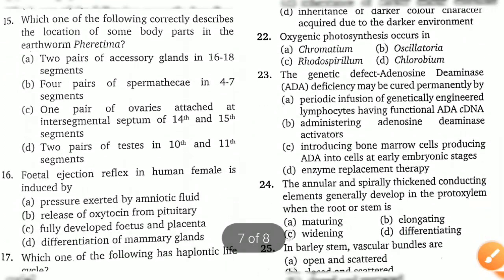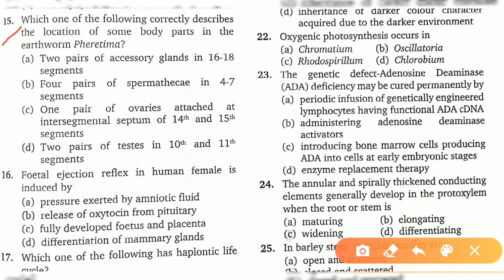Now 15th question: which one of the following correctly describes the location of some body parts in the earthworm Pheretima? Options are 2 pairs of accessory glands in 16 to 18 segments, 4 pairs of spermathecae in 4 to 7 segments, 1 pair of ovaries attached at the intersegmental septum of the 14th and 15th segments. Last option, 2 pairs of testes in the 10th and 11th segments. So the correct option is D.